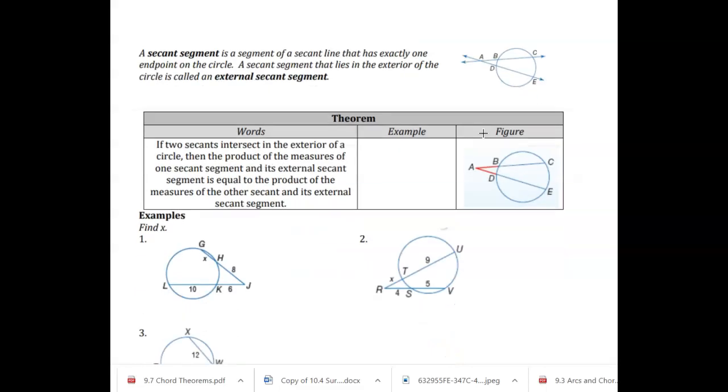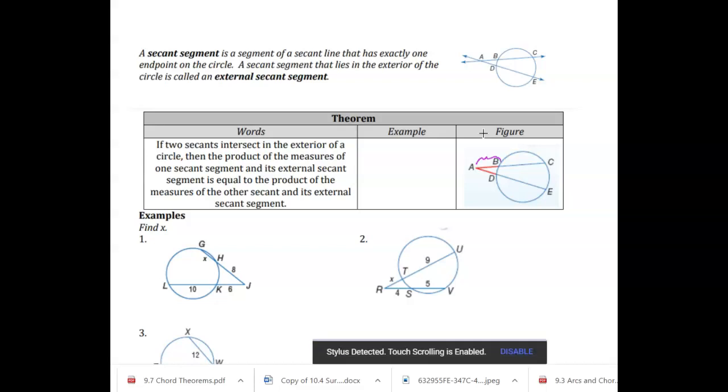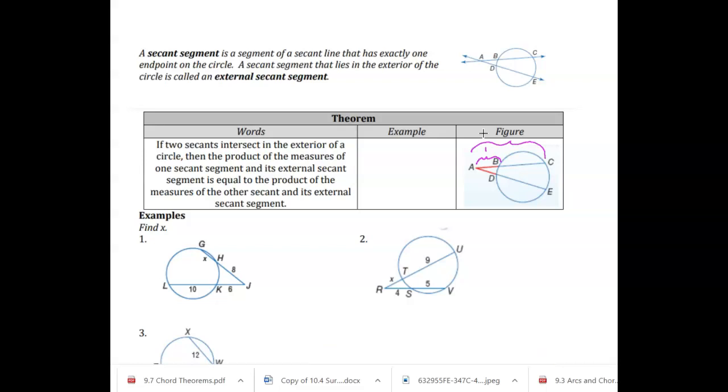And so if we look at this example, we can continue with arrows, or we could just stop at this point A. But what it basically says is we have secant AC and we have secant AE. And we want to think of these as parts. So I can think of this as, let's just say that's one, and then I want to think of the whole part, okay?